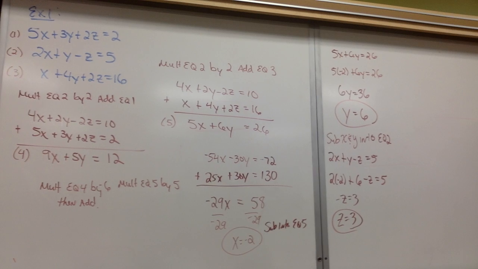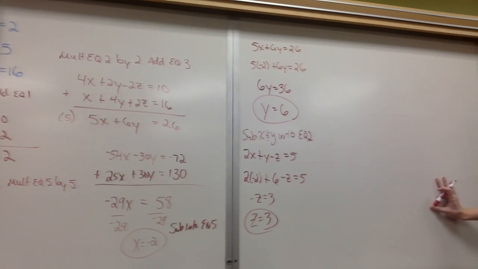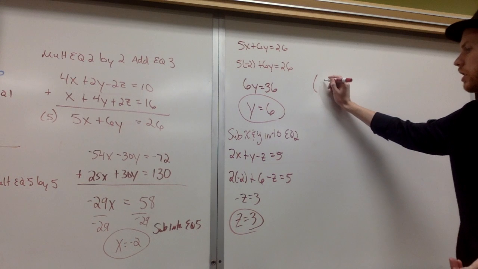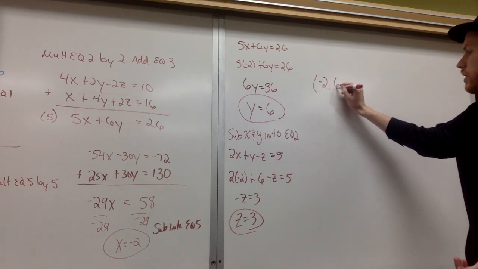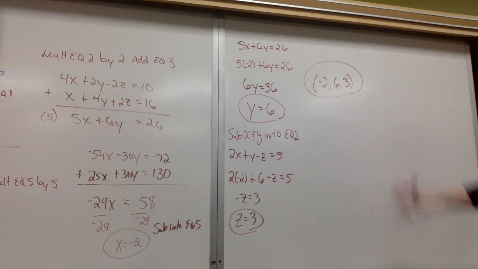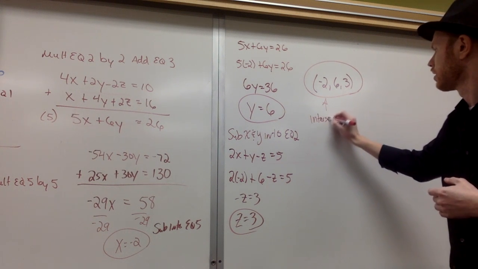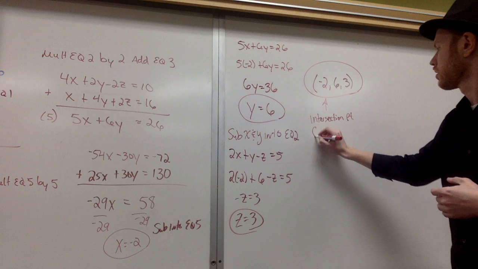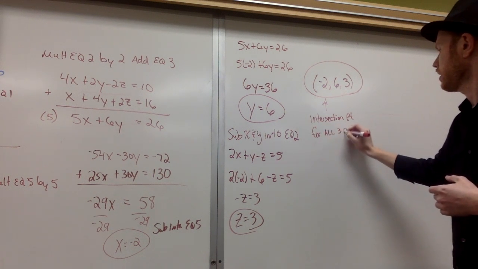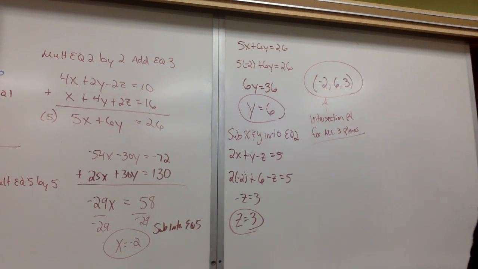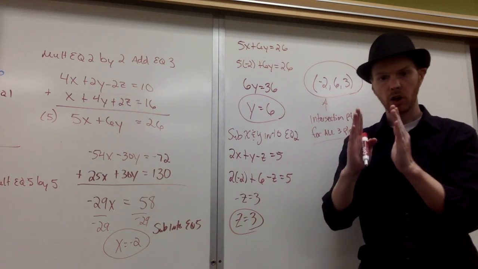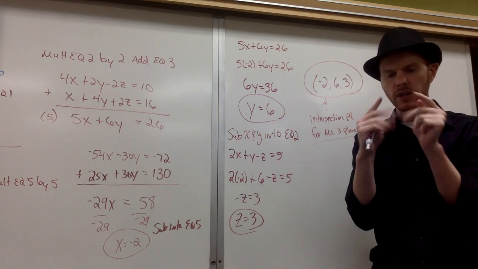Awesome. Okay, let me just scroll the board a little bit. So let me go ahead and finalize the answer. It's negative 2, 6, and 3. That's going to work for all three of these equations, okay? And I'm going to put some context here. So this is the intersection point for all three planes, just like that. So visually, that's all three of those pieces of paper that all intersect at one specific point.